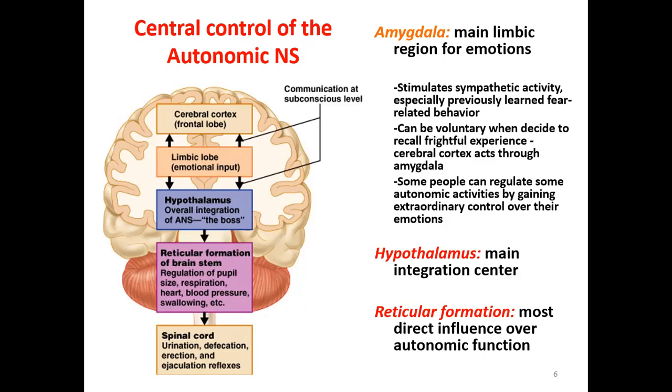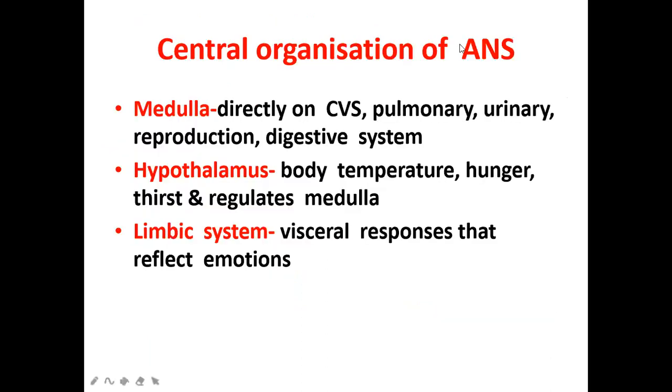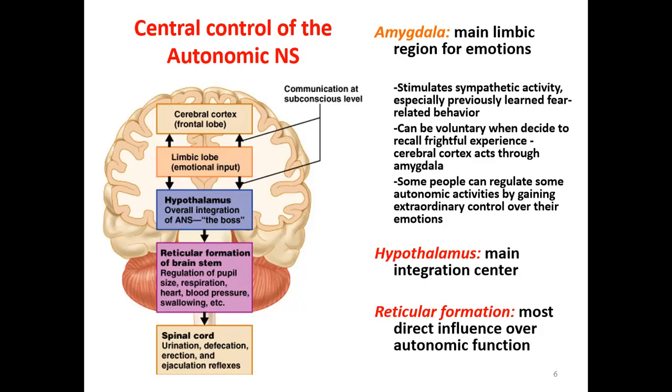When you look at this particular slide, the amygdala, which is the main limbic region for emotions, has subconscious communication between the hypothalamus, the reticular formation of the brainstem, and the spinal cord, and above that the cerebral cortex. So these stimulate the sympathetic activity, especially previously learned fear-related behavior.